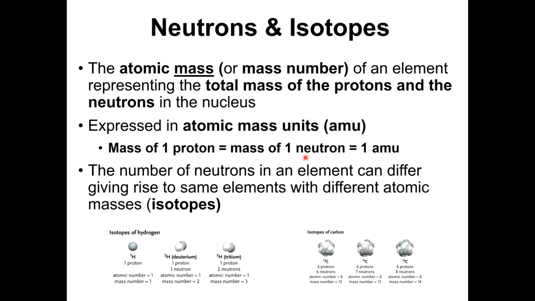So the atomic mass allows you to figure out the number of neutrons if you already know the type of element you're talking about. Now, the number of protons, as we said before, which is the atomic number, is always the same. That's the idea of an element. However, the number of neutrons for the same element can differ. You can see some examples here.